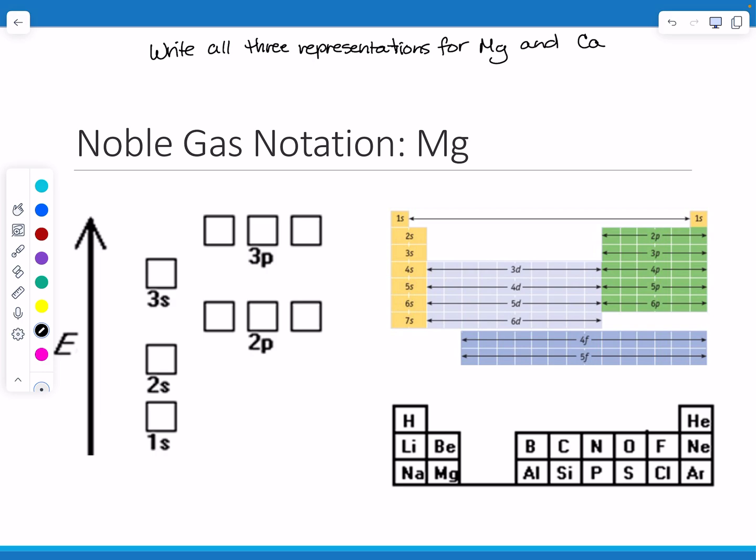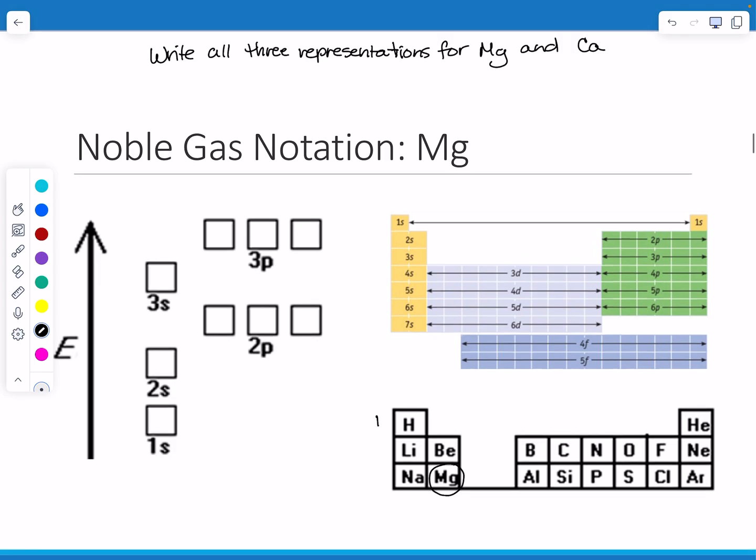So magnesium. What we're going to start with is identifying its location on the periodic table. Is it in a D block? Is it in an S block? Which period or row is it in? When we look at magnesium, it's here. It's an alkali earth metal. Which block is it in? Is it S, P, or D? It's in the S block. So this is our S block.